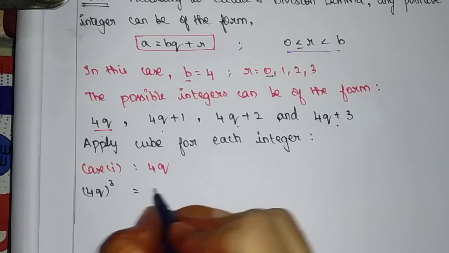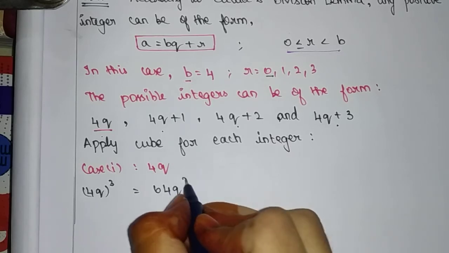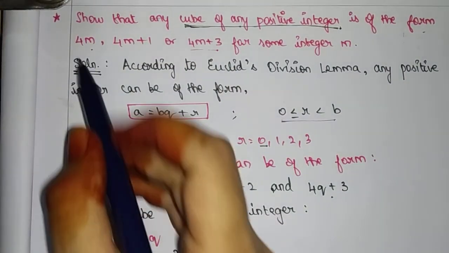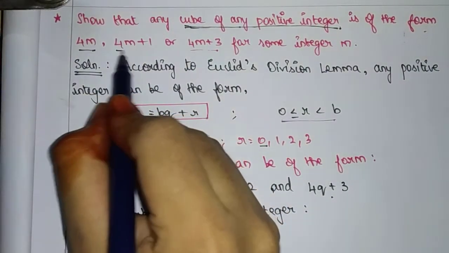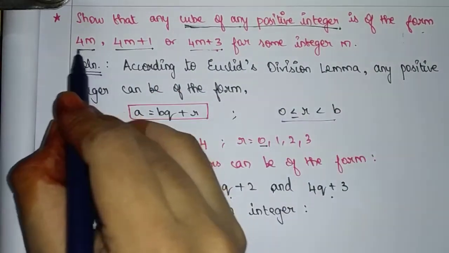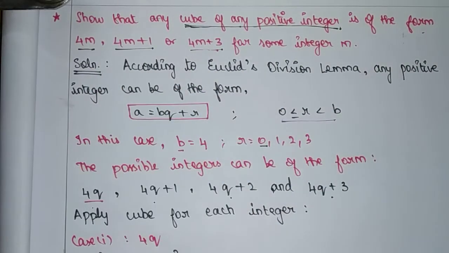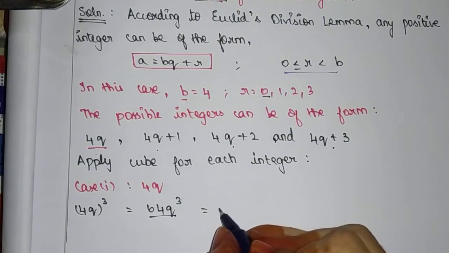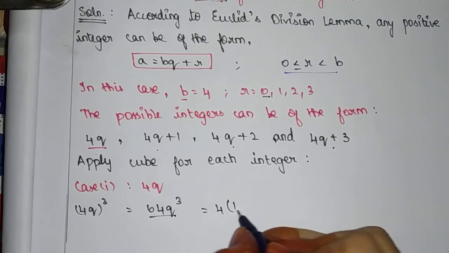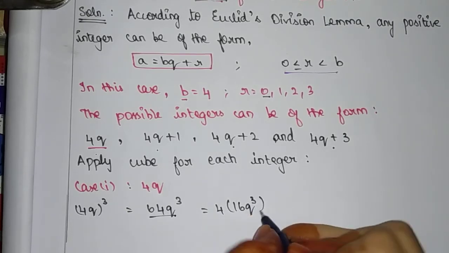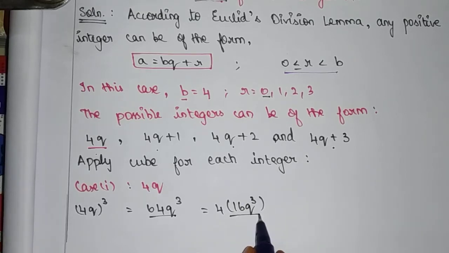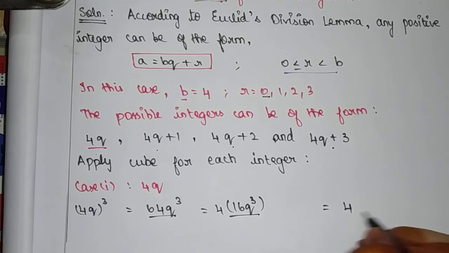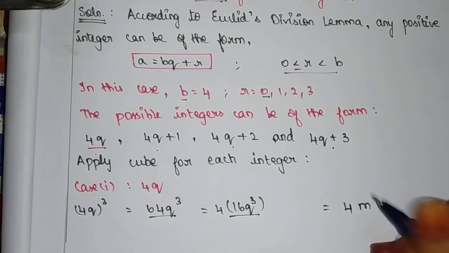Here we get 64q cube. Now see the question. See here, 4m plus 1, 4m plus 3. It is in the form 4m, that is multiples of 4. So here we have to take 4 as common. See, I am taking 4 as common. So 16q cube. Now see here, this is a multiple of 4. So we can write this as 4m, that is multiples of 4.